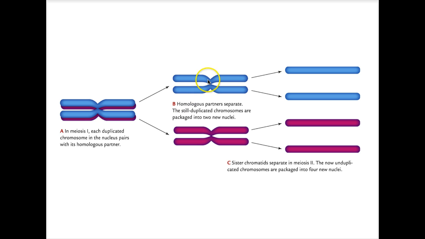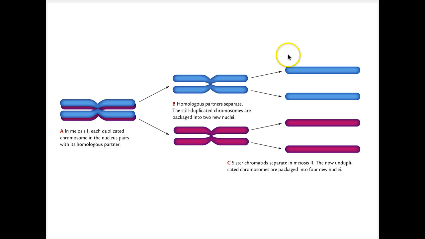Here we can see the homologous chromosomes have separated. So again, this whole thing is one chromosome made up of two sister chromatids held together at a centromere. This whole thing is one chromosome made up of two sister chromatids held together at a centromere. And they are homologous to each other. Homo again means same, logos means word.